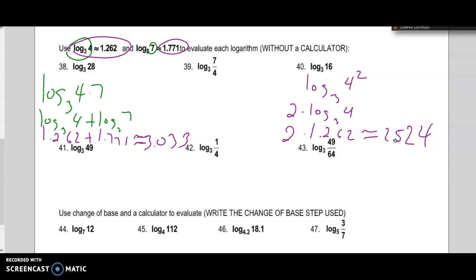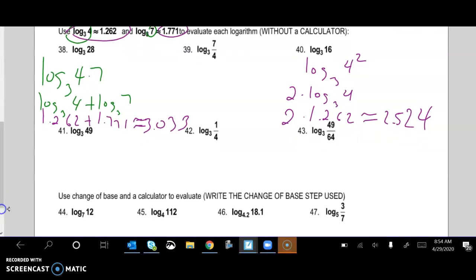1.262. Yep, those are good. Okay, next section down here.